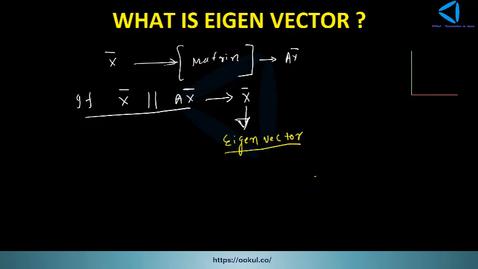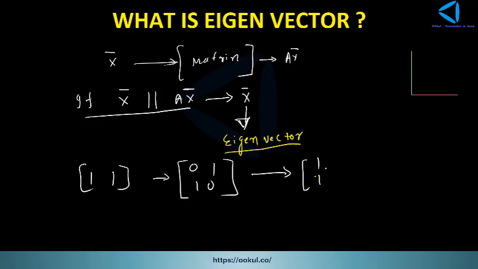Right. Let us take a previous example. That previous example had the matrix 0 1 1 0. Let us take the same example and give it a vector, say 1 1. It will emit 1 1. So let us see how it's working.